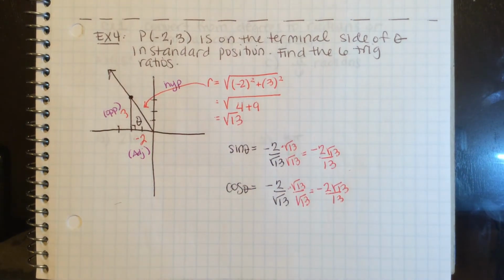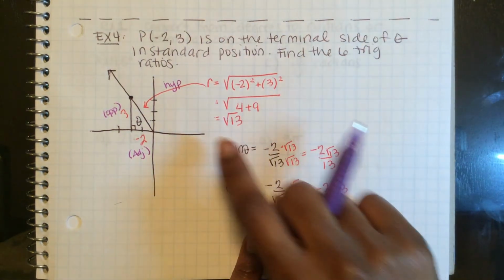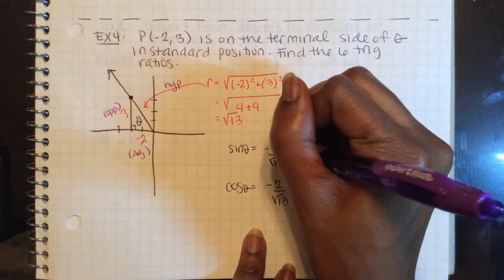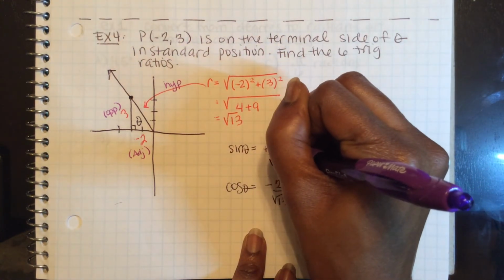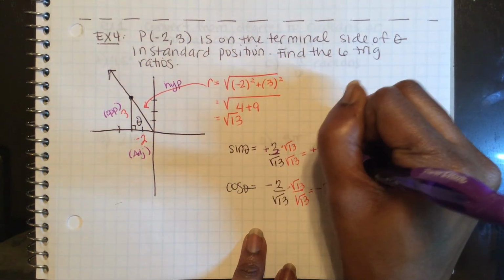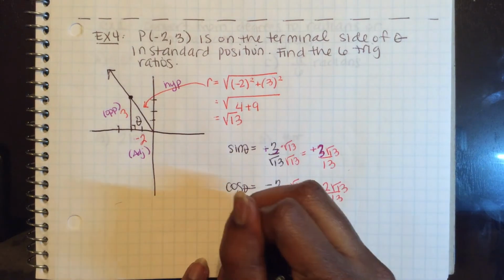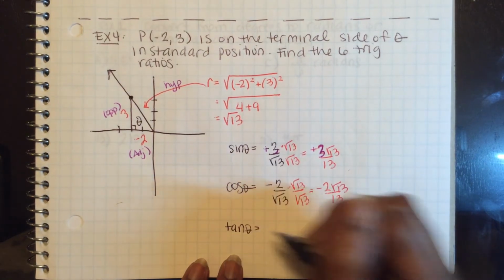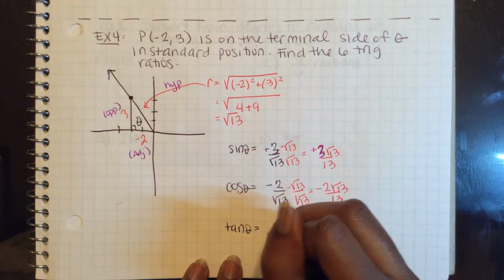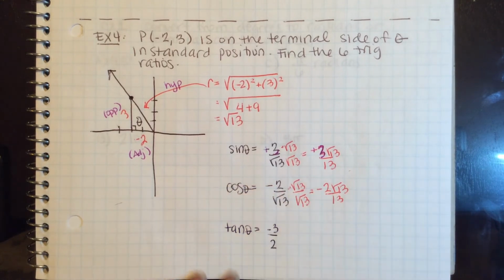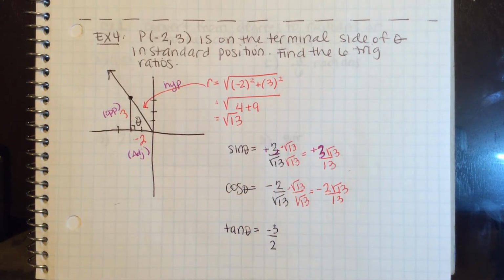So now I'm going to go back up to this one. Opposite over hypotenuse should have been +3. So this is a +3. Excuse me, hopefully you caught that before I did. And then tangent theta is opposite over adjacent. Always make your numerator negative in a fraction.